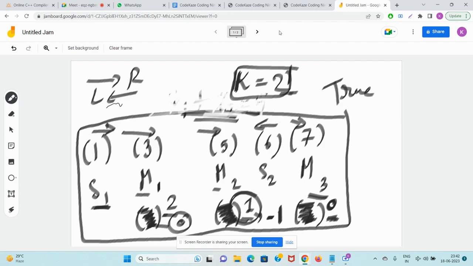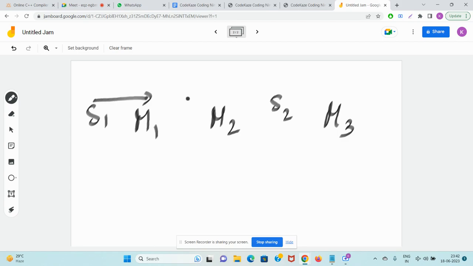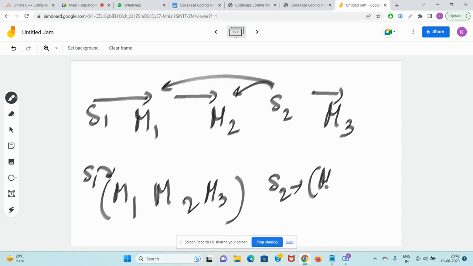What did you do? You did this simple trick here. Here was your m1, here was your m2, here was your m3, here was your s1, here was your s2. First you hit an arrow like this. From S1, it hits all the guys M1, M2, M3. S1 is hitting all the guys one time. Then S2 is hitting M2 and M1. The strength of the impact was K equal to 2.